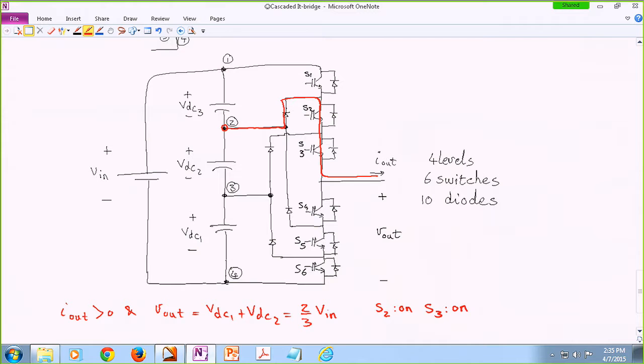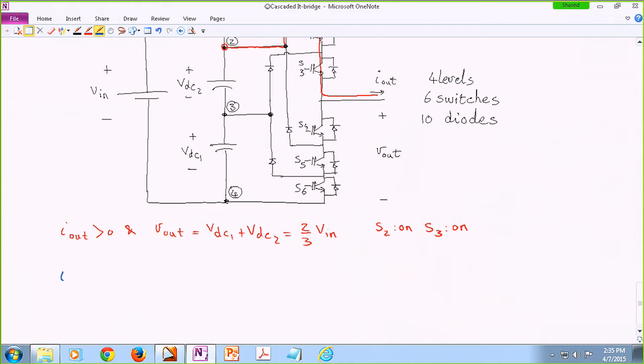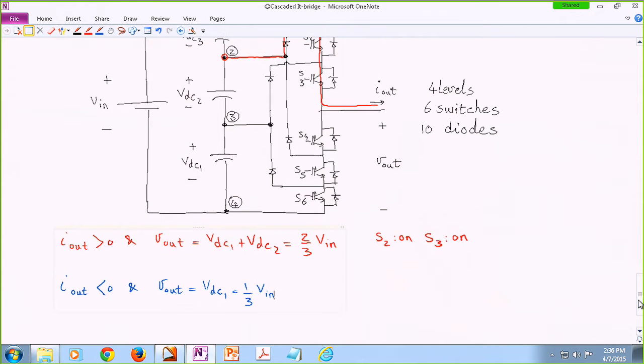Let's say our objective is we find ourselves in a situation that I out is, let's say this time, negative, and we would like our output voltage to be tied to, I don't know, VDC1, which is 1/3 of the input voltage. Okay, so remember I out is negative. So before we do that, let's say this is in this direction. I out is this time negative.